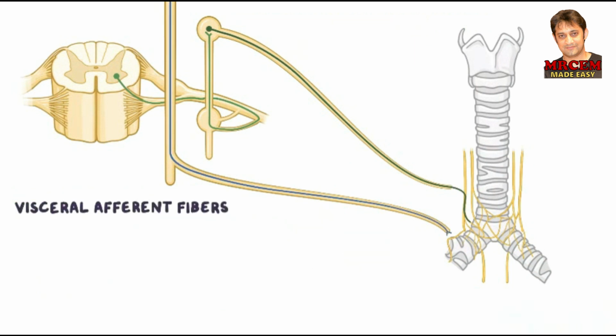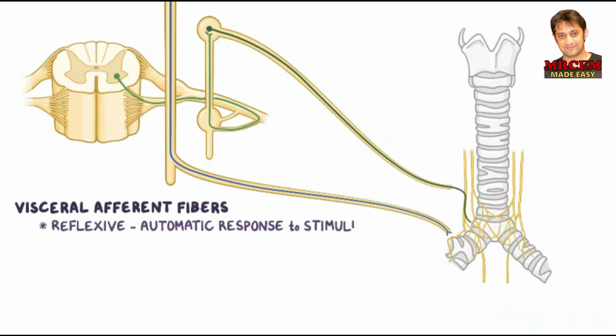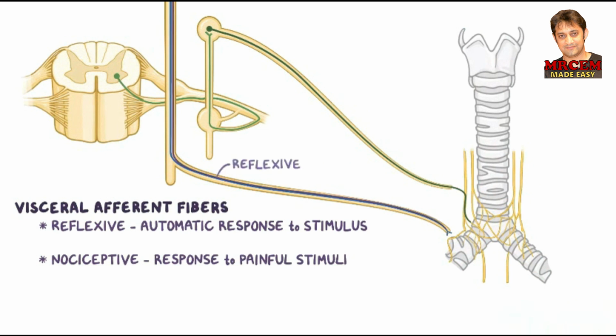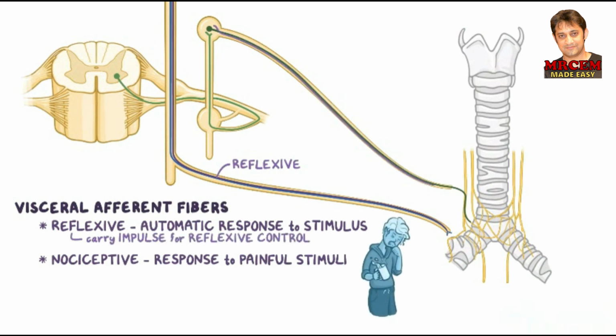The visceral afferent fibers of the pulmonary plexuses are either reflexive, meaning they coordinate an automatic response to a stimulus, or nociceptive, meaning they respond to painful stimuli. Reflexive fibers travel with the parasympathetic fibers and carry impulses responsible for reflexive control, such as coughing. Nociceptive fibers from the visceral pleura and bronchi accompany the sympathetic fibers and respond to painful stimuli.